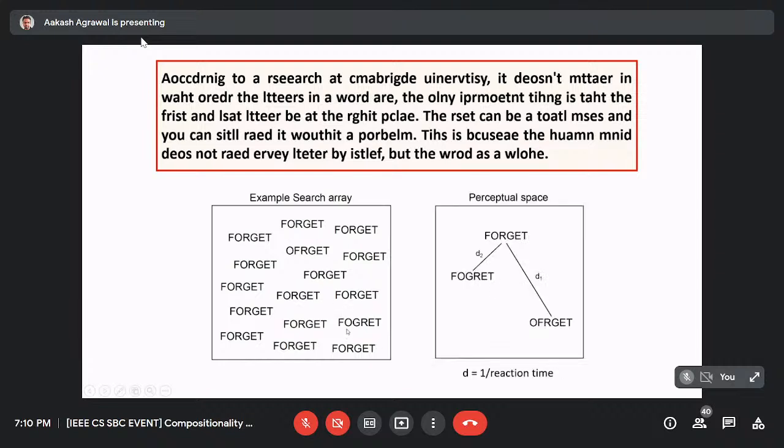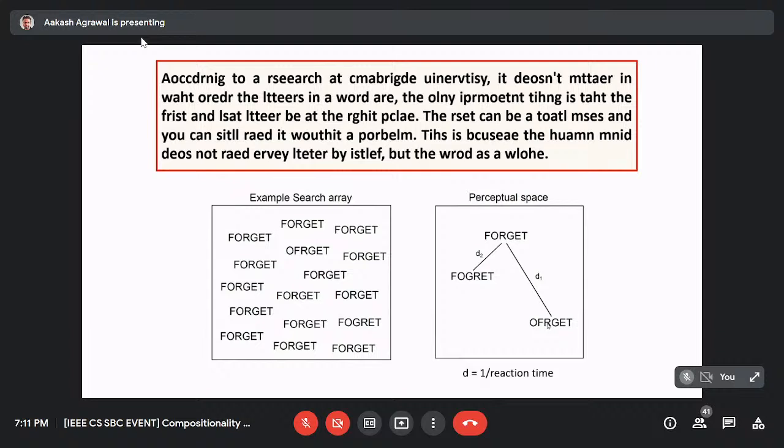And if you again try to visualize this data in the perceptual space based on the reaction times, you would see that FORGET and FOGRET are visually similar compared to FORGET and OFRGET, based on purely reaction time. This indicates that the visual similarity of the word with the middle-jumbled word is greater compared to the edge-jumbled word, even if you ignore whether you know the word or not.